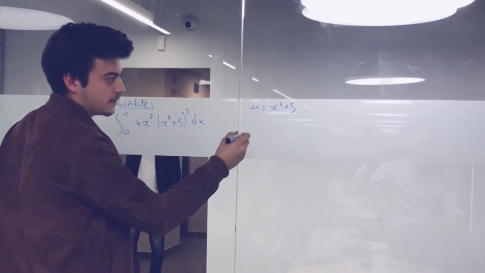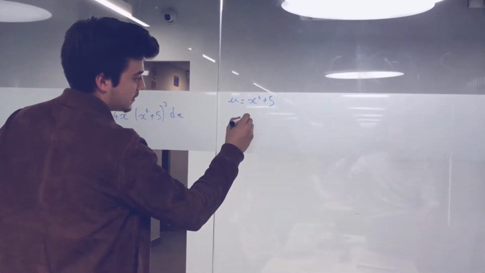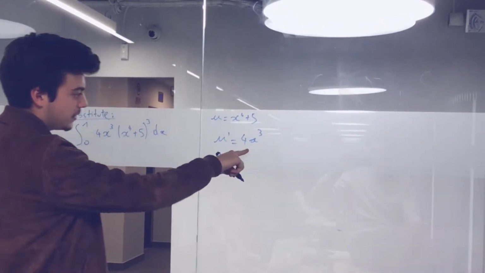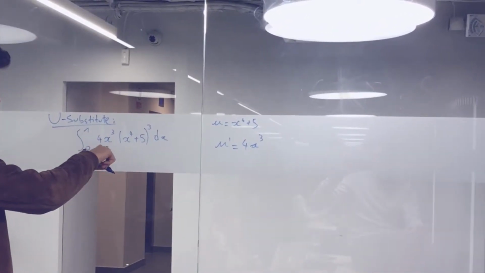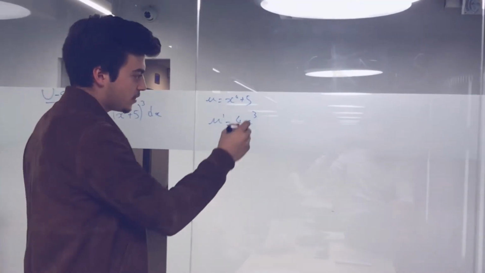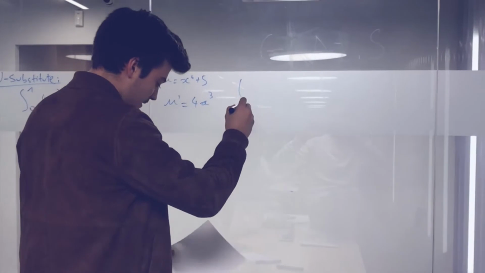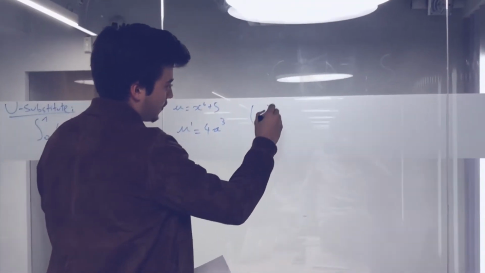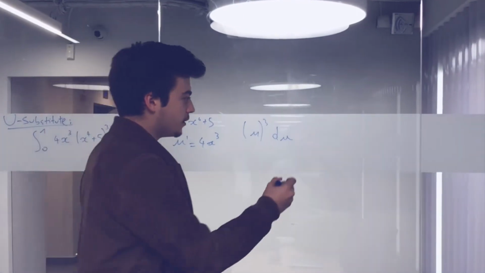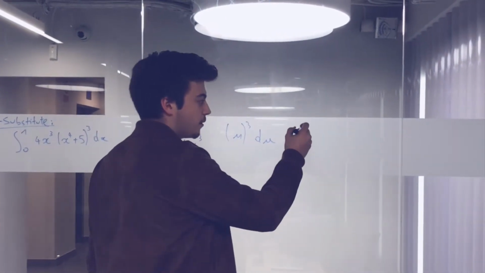And then you need to find the derivative of this, so it's 4x to the power of 3, and so the derivative helps to cancel out this. So this can also be written like this, u to the power of 3 du. So now you do the power rule.